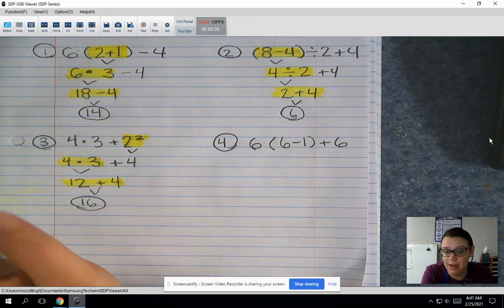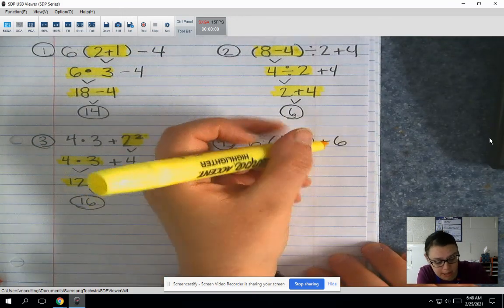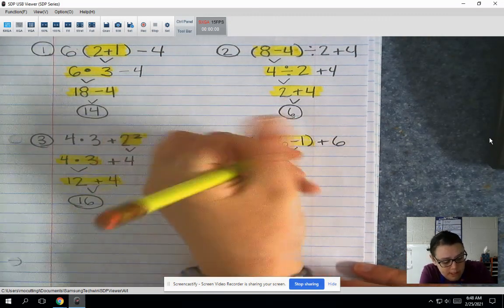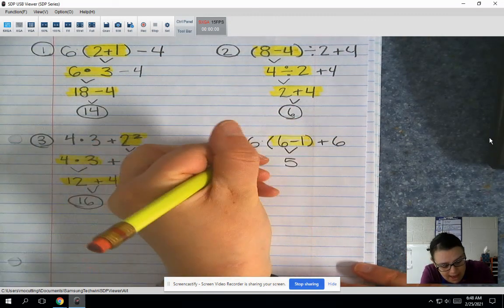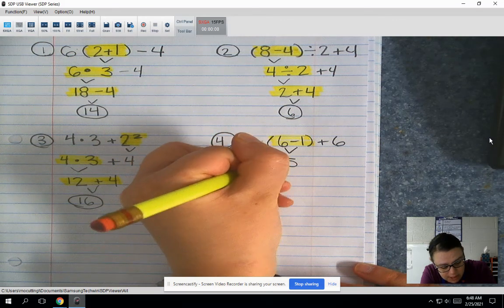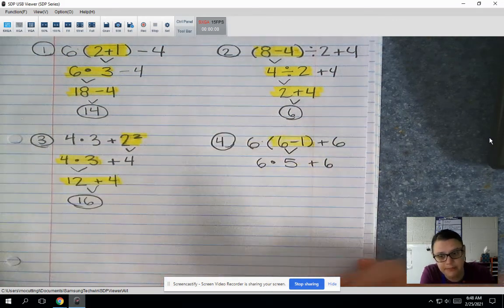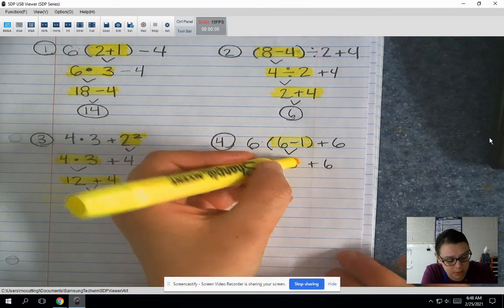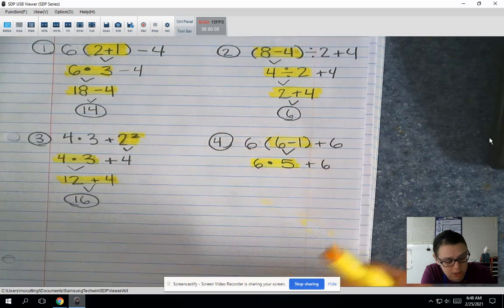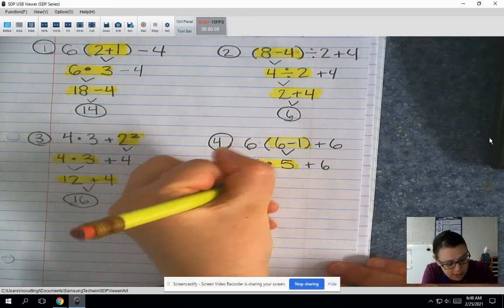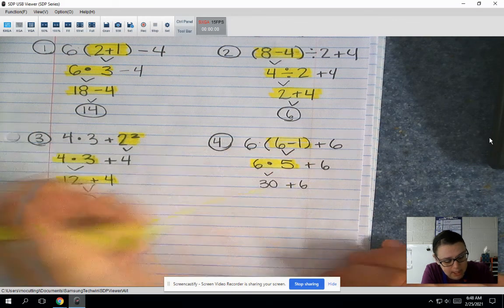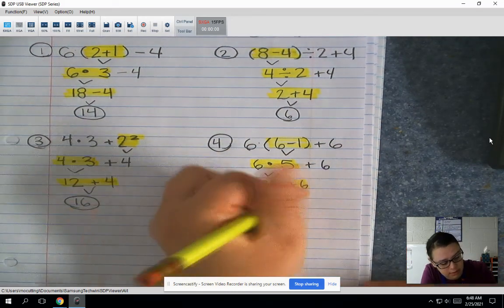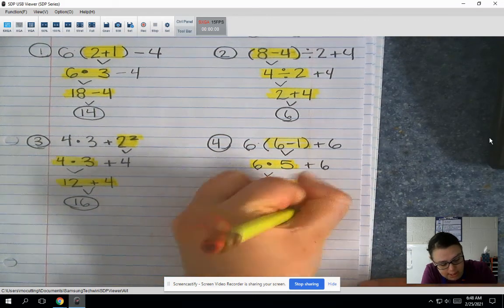And welcome back. So there is a set of parentheses, so I'm going to start with that. So 6 minus 1 is 5. I copy down everything that I have left, so 6 times 5 plus 6. Go back to my order. I've done the parentheses. There are no exponents. I'm on to multiplication or division. So 6 times 5 is 30 plus 6. That's my last step, which is 36.